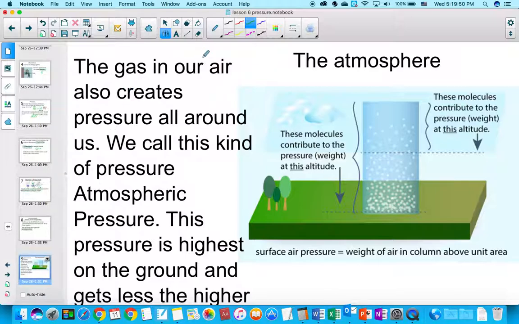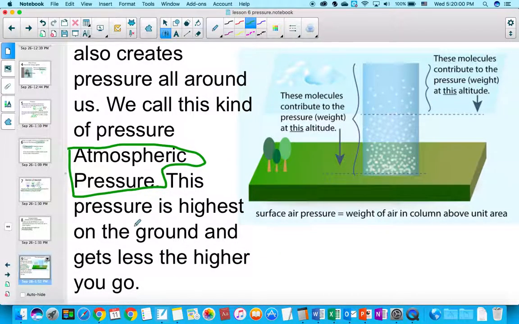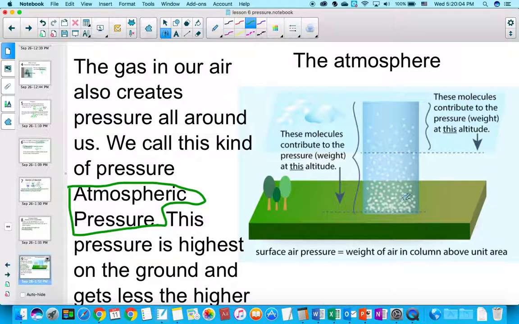So the gas in our air also creates a pressure all around us. We call this pressure atmospheric pressure. This pressure is highest on the ground and gets lighter as you go up. So let's say we were standing right here at the ground because we don't fly. Okay, well, the pressure we feel is all the air above us pushing down. That's the pressure we feel.